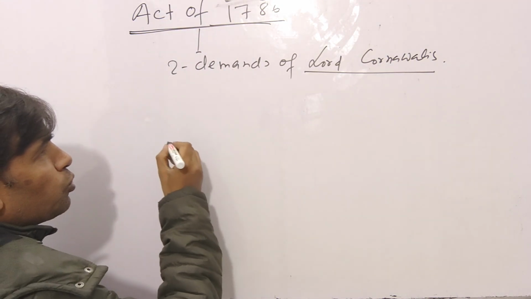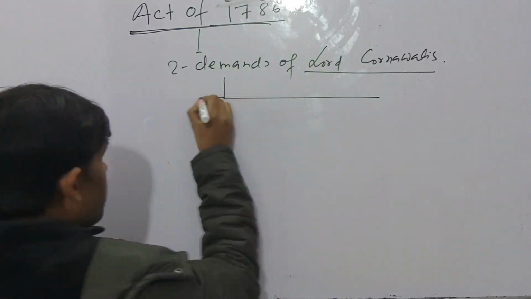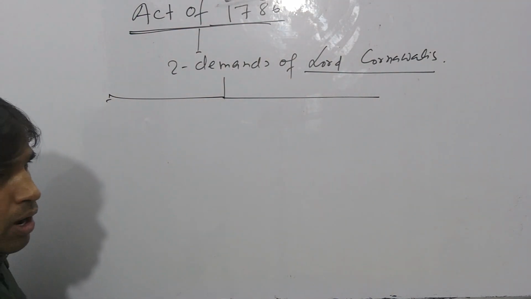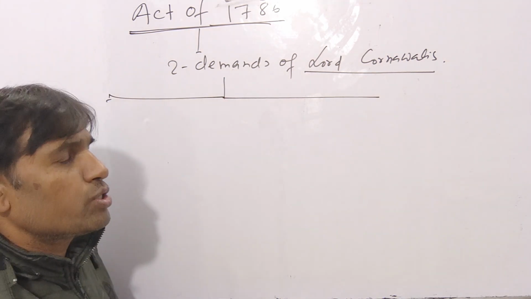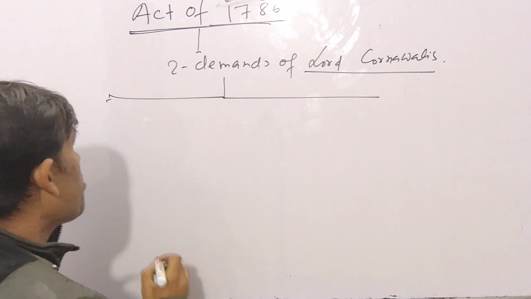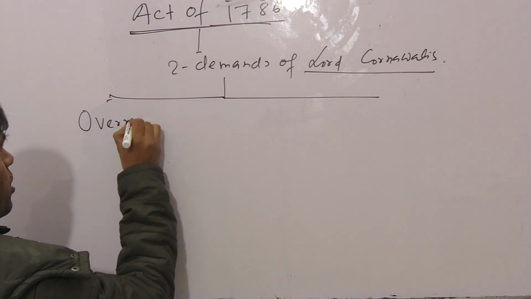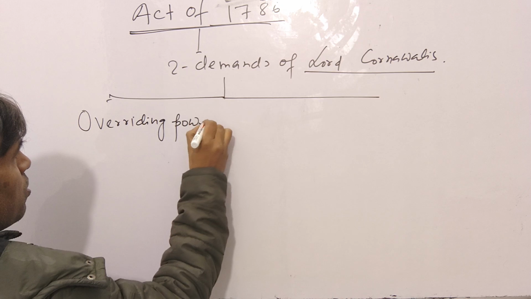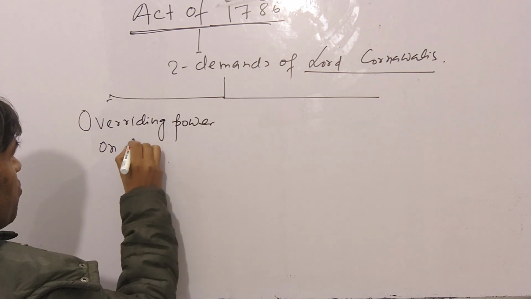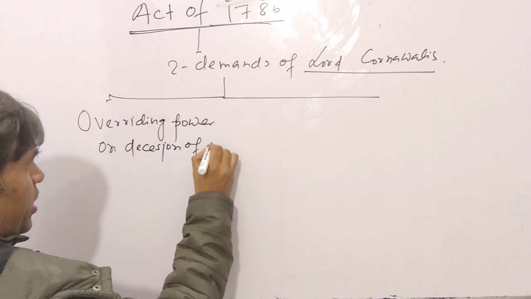Okay. So there were two demands of Lord Cornwallis. One was that he said, I would have such a power that I would override the power of the executive council. So overriding power, he demanded first, overriding power on the decisions of the executive councils.